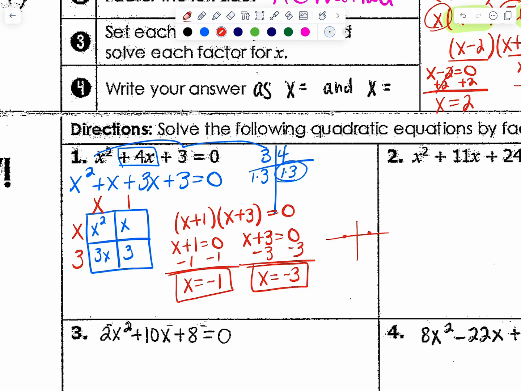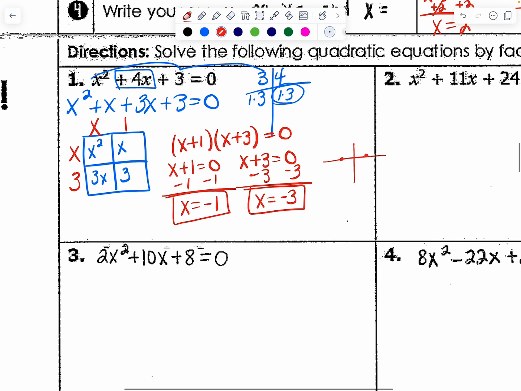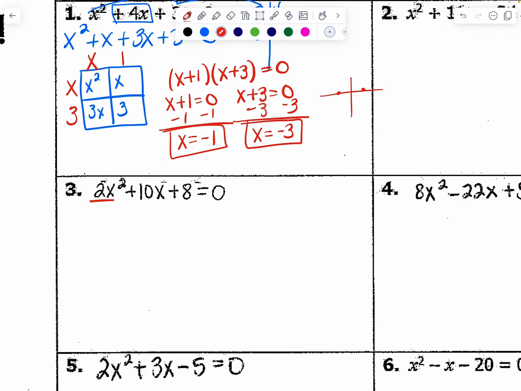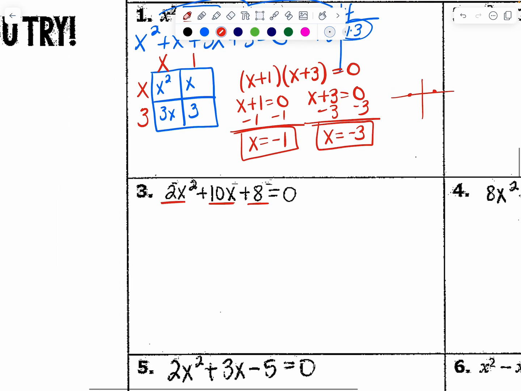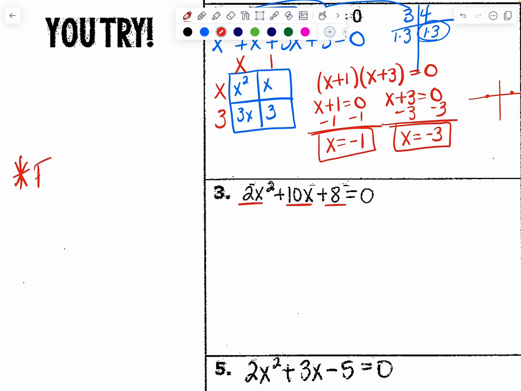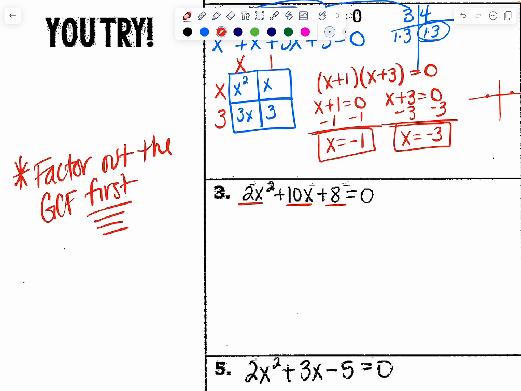All right, let's look at number 3. If I'm looking at this 2x squared, 10x, and 8, I have 2, 10, and 8. What can divide evenly into all of those numbers? Yep, 2. So you do have to make sure, and I'm going to make a note of it here, to factor out the GCF first. What this does is it gives you smaller numbers, so we don't have to deal with bigger numbers. We like the smaller numbers. You have fewer factors, which means fewer choices to pick through. So I'm going to factor out a 2.